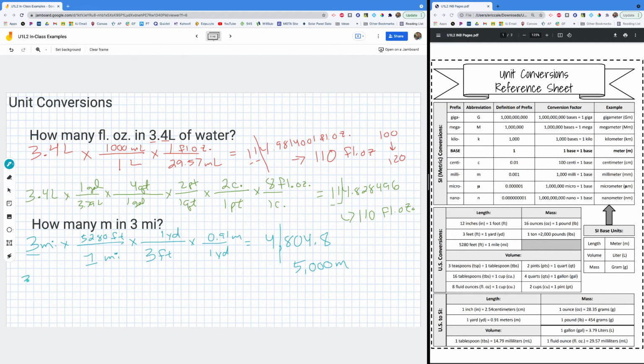If this had said 3.0, let's call it 3.0, that's fine. 3.0 miles, that's 2 sig figs. We would have rounded it off after 1, 2. We round it off there and we call it 4,800 meters. It all depends on that beginning measurement where we're going to end up rounding this and how many sig figs it had.